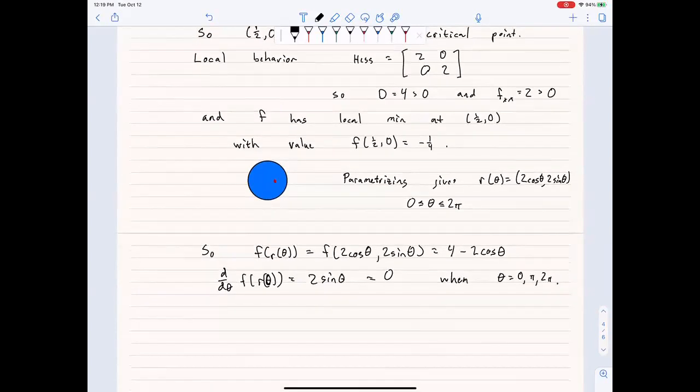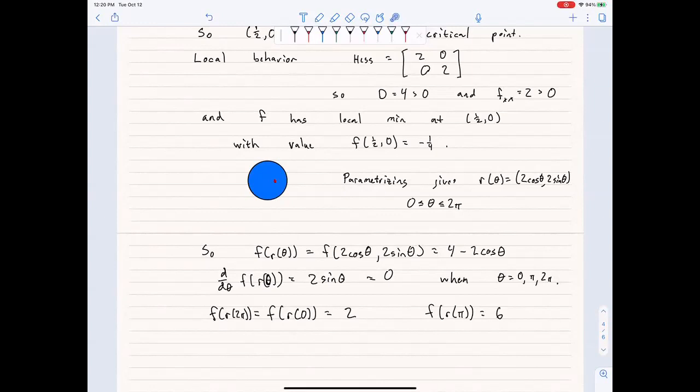So if we check the endpoints, we'll see that F of r of 0 is going to equal F of r of 2 pi because they're indeed the same point. R of 2 pi is the same point as r of 0. And this is going to be equal to 4 minus 2 times cosine of 0, which is 4 minus 2, or 2. Meanwhile, F of r of pi is going to be 4 minus 2 cosine of pi. Cosine of pi is -1, which is 4 plus 2, 6.